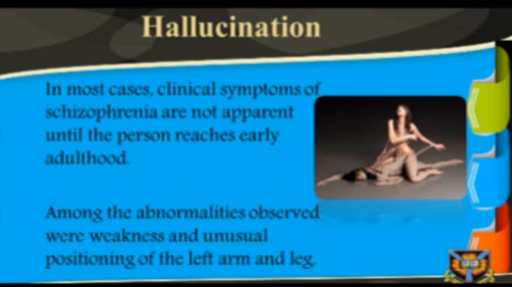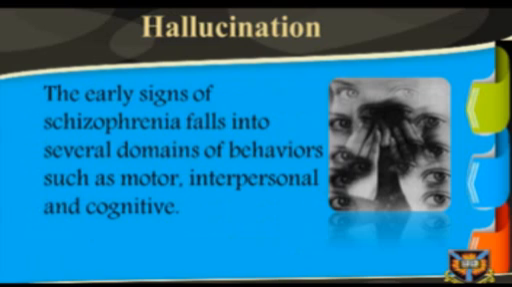Pre-schizophrenic children differ from their elder siblings. They show more delays and abnormalities in motor development during the first 2 years of life. Among the abnormalities observed were weakness and unusual positioning of the left arm and leg. The early signs of schizophrenia fall into several domains of behavior, such as motor, interpersonal, and cognitive.